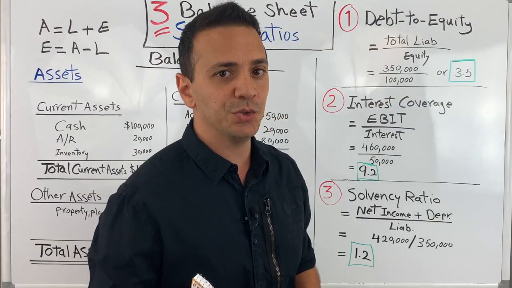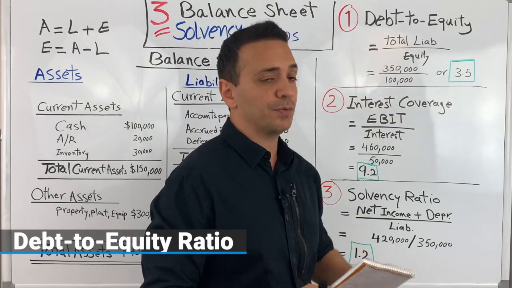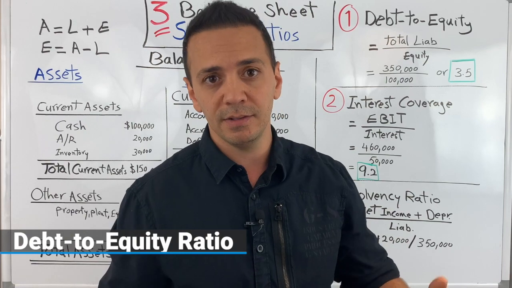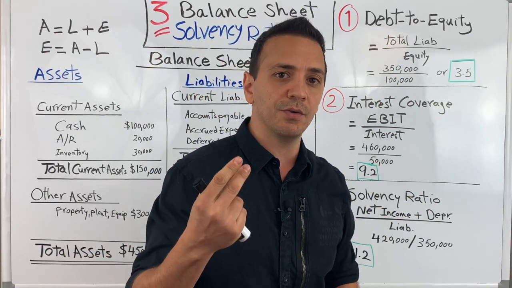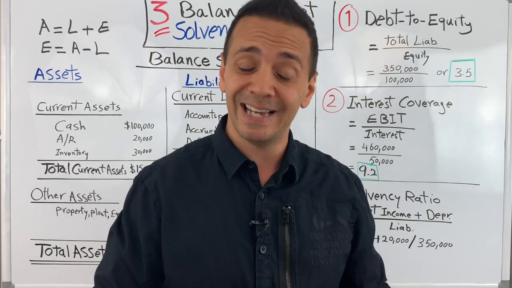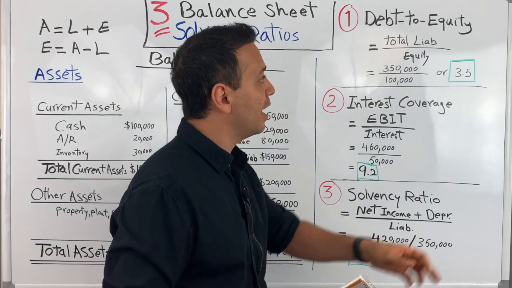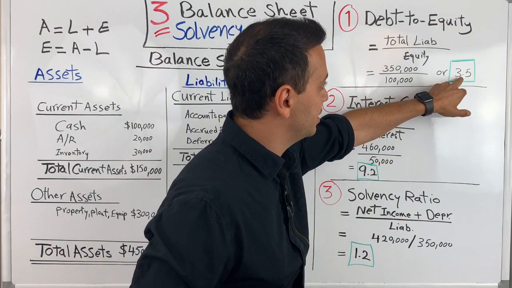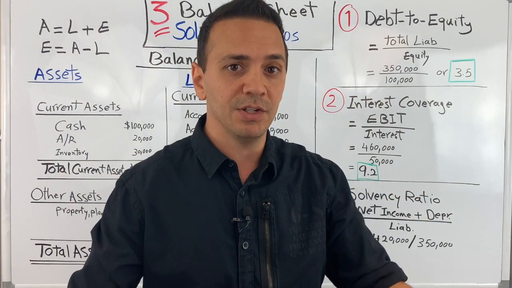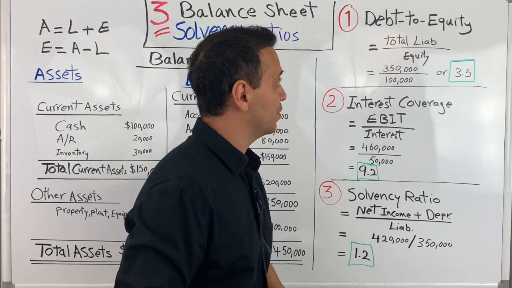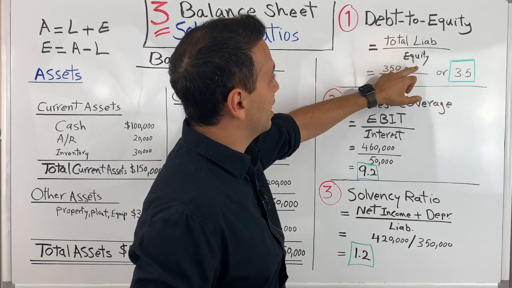The first solvency ratio we're looking at today is the debt to equity ratio, which measures the reliance of the company on debt to raise capital versus equity. Because the two ways for the company to raise capital are either debt, or equity, selling stock. So basically, the higher this ratio, which in this case is 3.5, the more it indicates that the company relies heavily on raising capital through debt. The formula for that is total liabilities divided by equity.